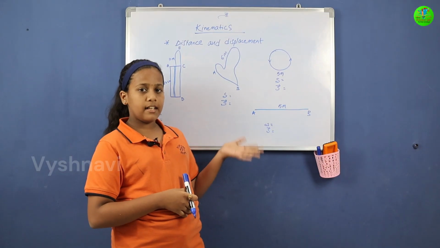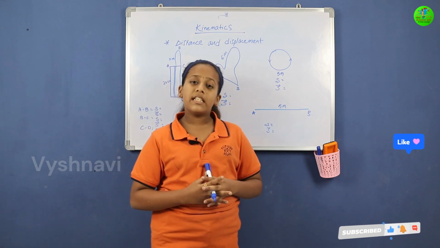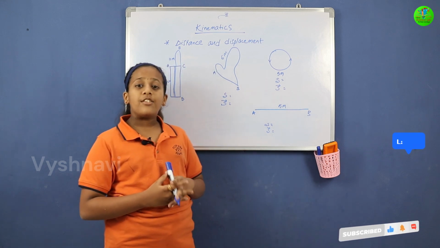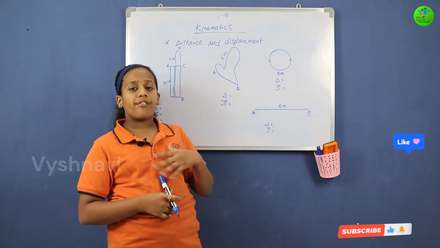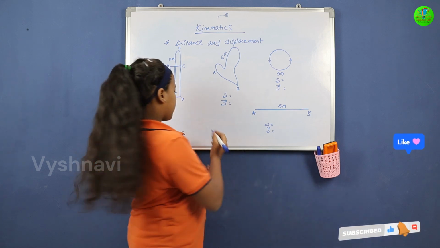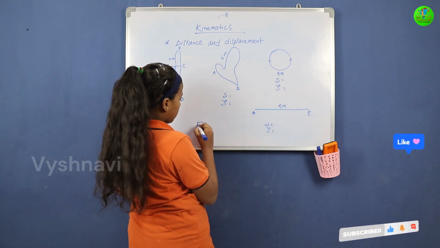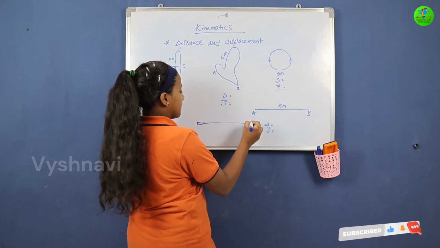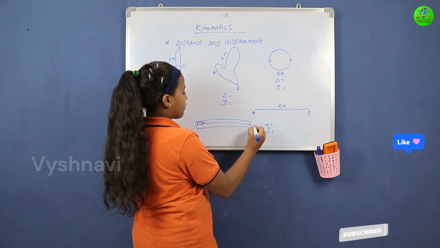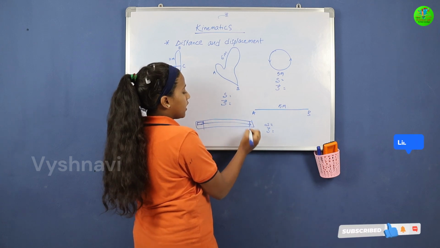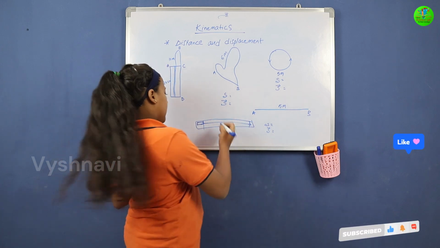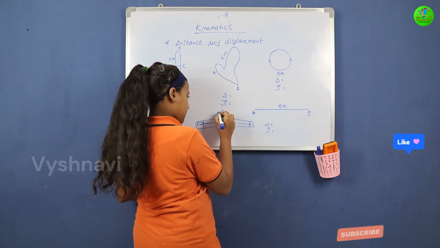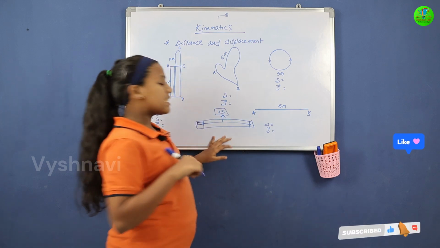Now we will discuss distance and displacement. What is distance and displacement? Distance means the total path that we travel from one place to another place. For example, see, this is a chalk piece. I throw it from here to here. This is the total path that the chalk piece travels from here to here. This is the distance. Distance is measured as S. Okay, this is the distance.